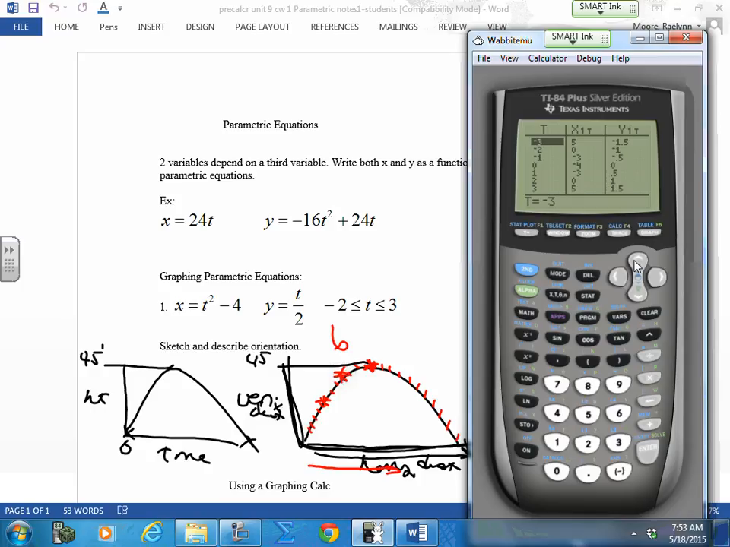What's going on with my calculator? Did you all get what I got, or did you get another line underneath it? You got the same thing I got? Okay. All right, let's go change your window and change your t-step.